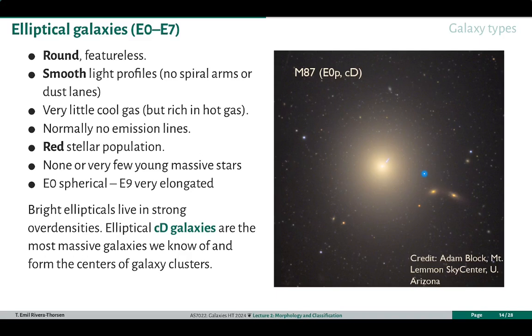Bright ellipticals mainly live in strong overdensities or galaxy clusters. Elliptical cD galaxies are the most massive galaxies we know of and form the centers of galaxy clusters. They are also usually called brightest cluster galaxies or BCGs, but they are often of type cD. And these galaxies are special and different from the other elliptical galaxies for reasons that we shall return to in a later lecture.